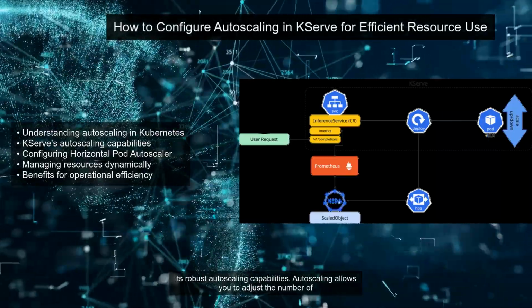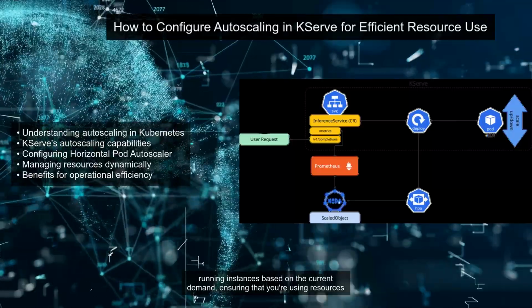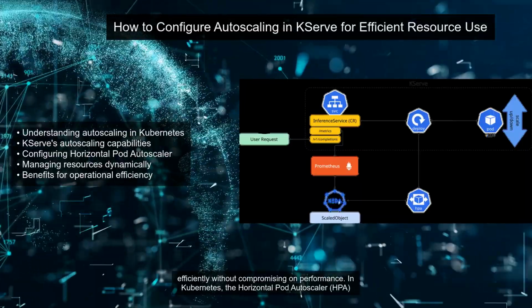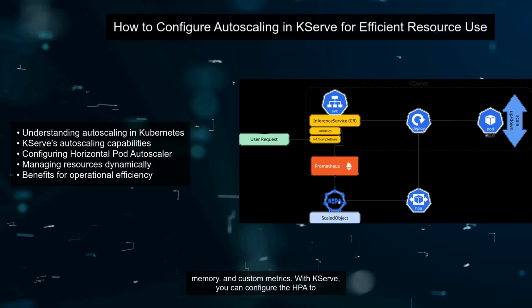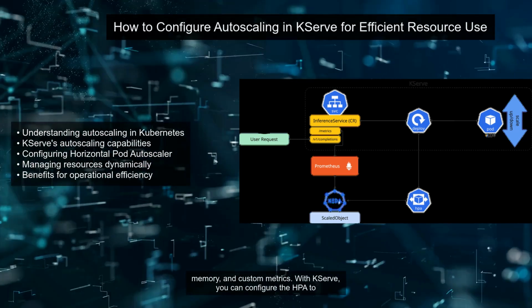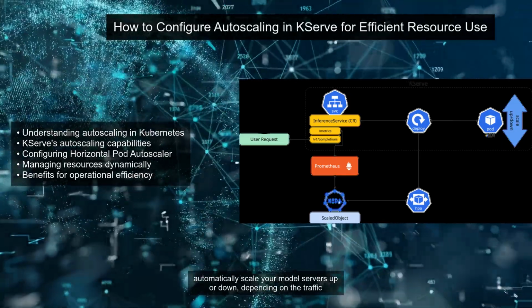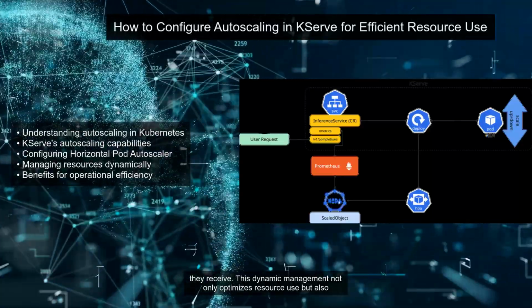Autoscaling allows you to adjust the number of running instances based on the current demand, ensuring that you're using resources efficiently without compromising on performance. In Kubernetes, the horizontal pod autoscaler, HPA, is a pivotal tool that helps manage scaling by monitoring CPU usage, memory, and custom metrics. With KServe, you can configure the HPA to automatically scale your model servers up or down, depending on the traffic they receive.